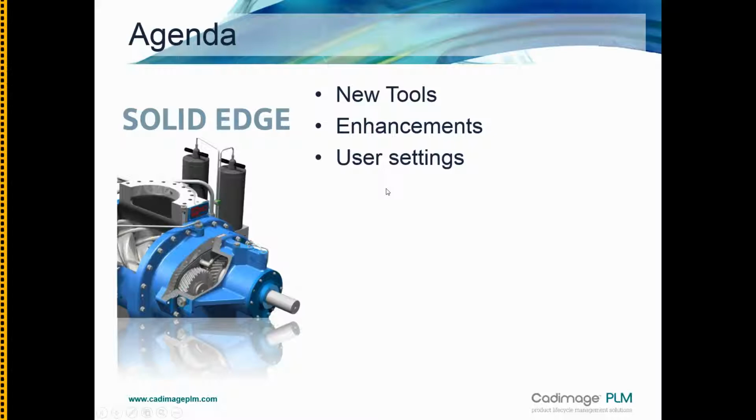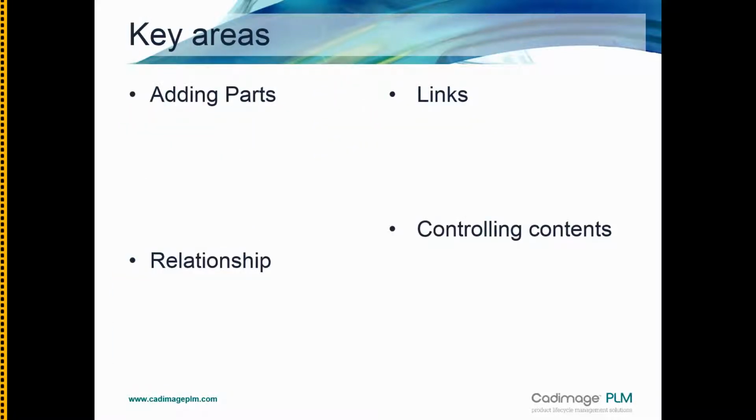We're looking at the new tools they've introduced, enhancements to some of the existing tools and tweaks to the user settings and some of the slightly more in-depth tools that will help assembly performance. There are four key areas really to the enhancements they've made at ST7 for assemblies as listed in the PowerPoint there. Let's start off by having a look at adding parts to assemblies and what they've done there.